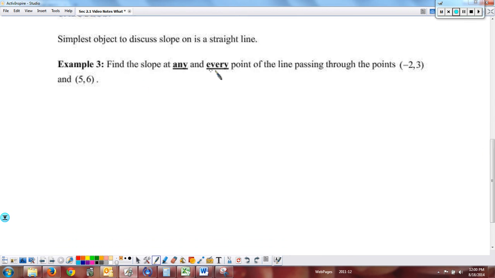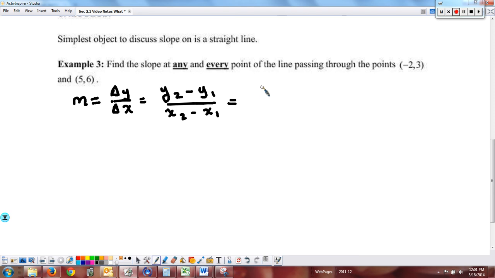We want to find the slope at any and every point of the line passing through the points -2, 3, and 5, 6. Hopefully everybody in calculus knows that your slope formula, which is your change in y over your change in x, your y2 minus y1 over your x2 minus x1, we can simply plug and chug. We take our 6 minus our 3, divide by our 5 minus our -2. Simply do a little arithmetic, and we get 3 over 7, so we know that the slope between the points -2, 3 and 5, 6 is 3/7.